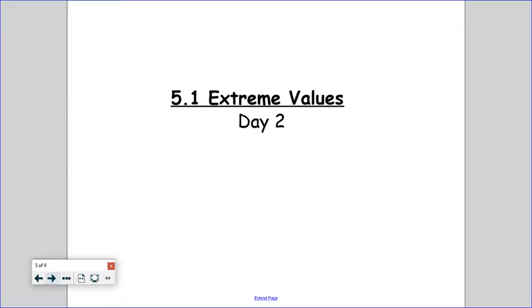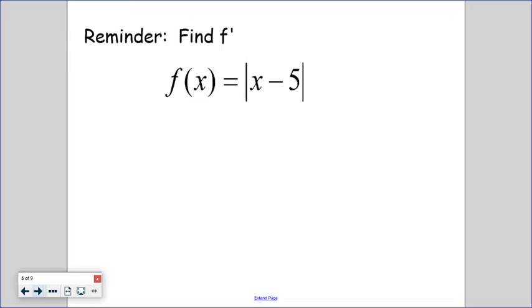Not much to add today to what we talked about on Friday. Just a couple things that are going to show up on your assignment that we might need a little bit of conversation about before we get going. And the first of those is just remembering how we attack a derivative if our function is an absolute value function.